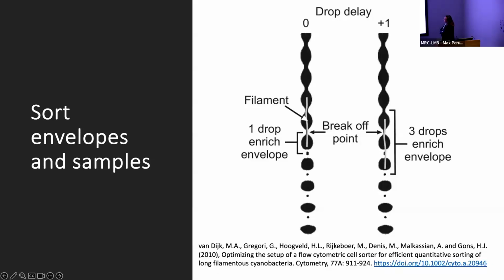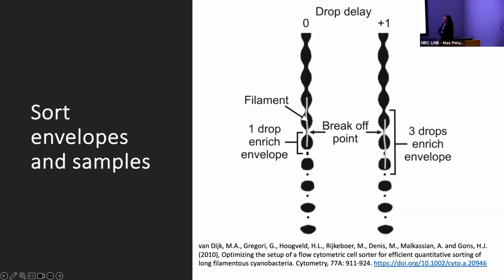So what they did instead was they applied a 3 drops enriched envelope to account for the length and nature of that filamentous bacteria. And as a result, got a far greater bacteria sorted in the end. So again, understanding the nature of your cells in advance.